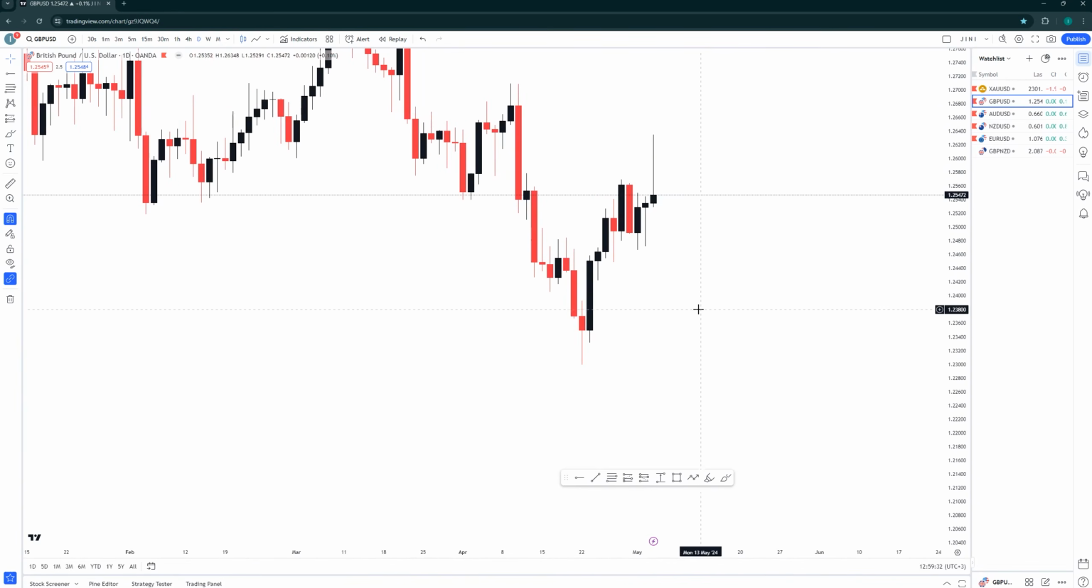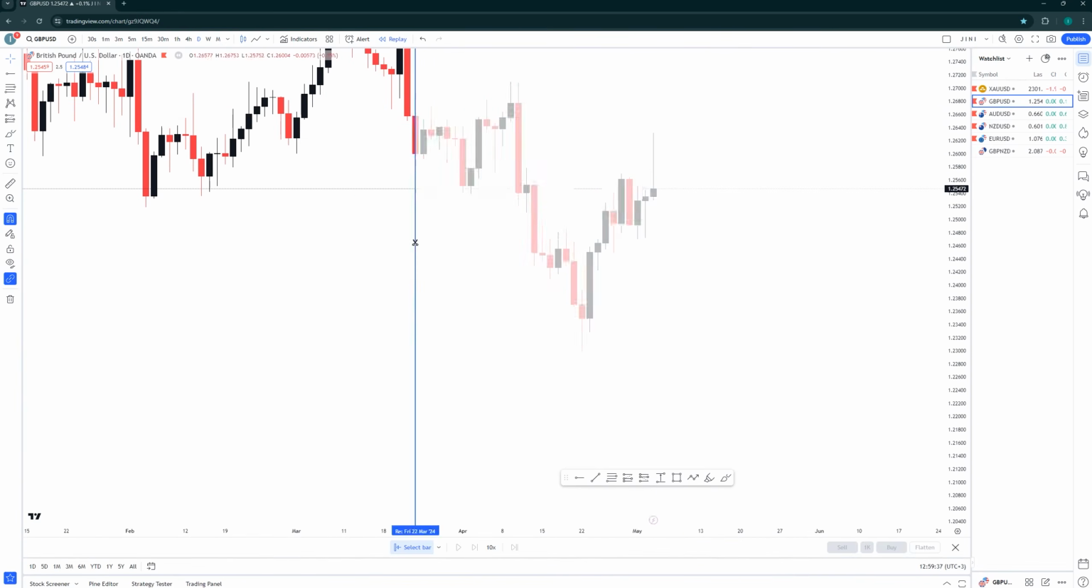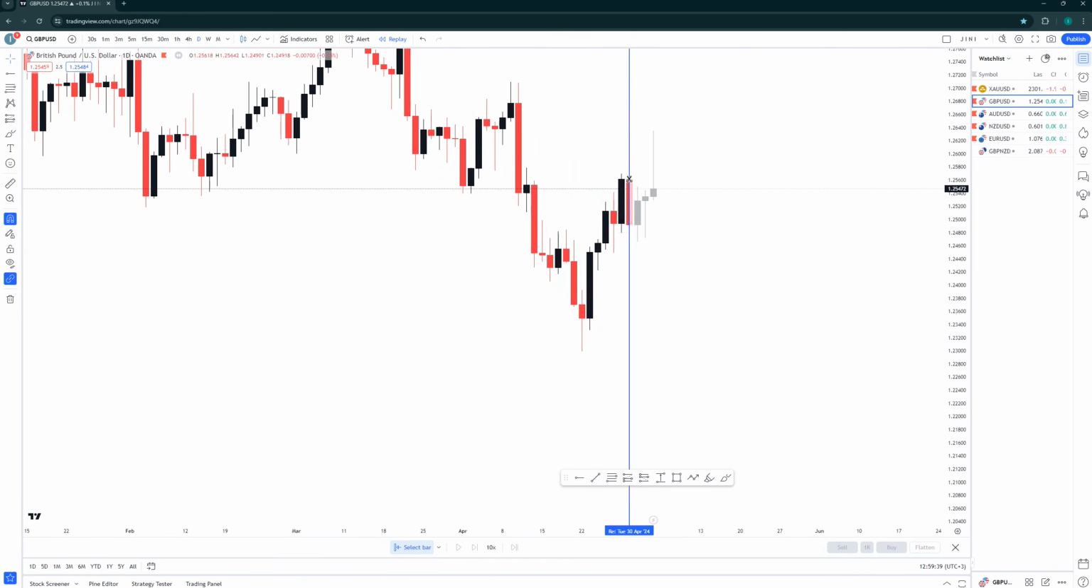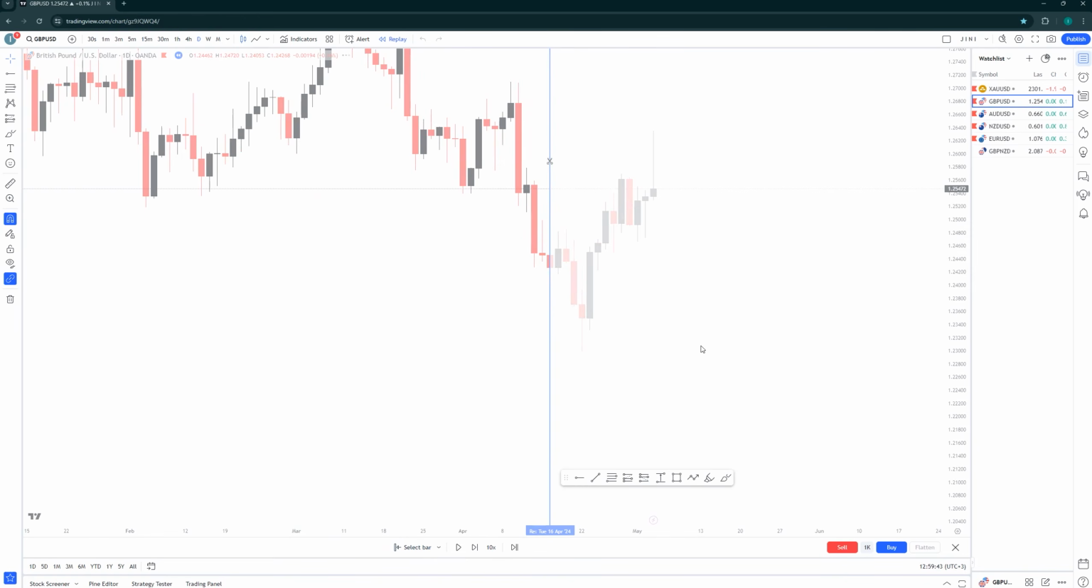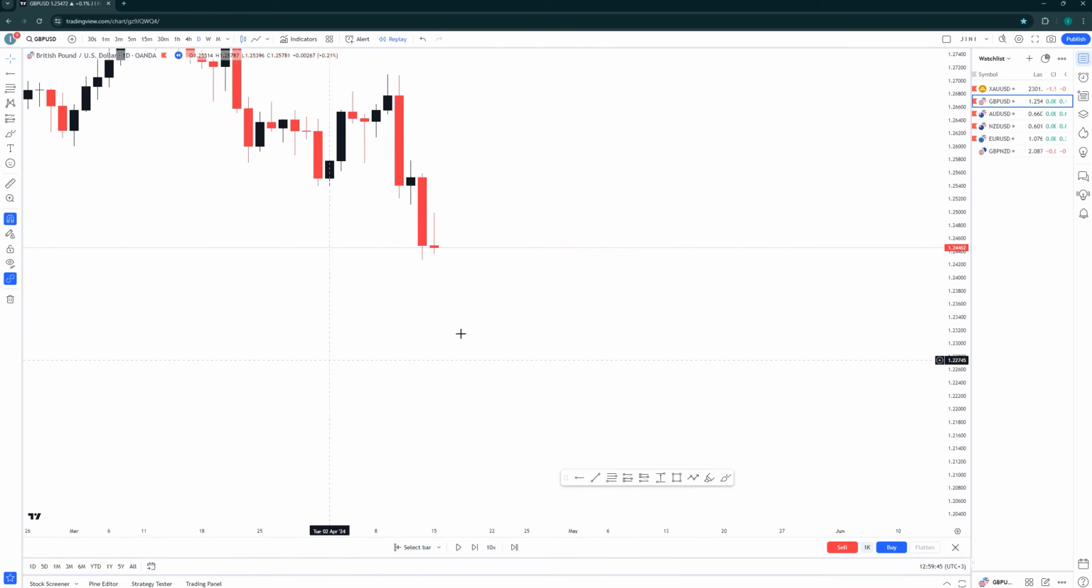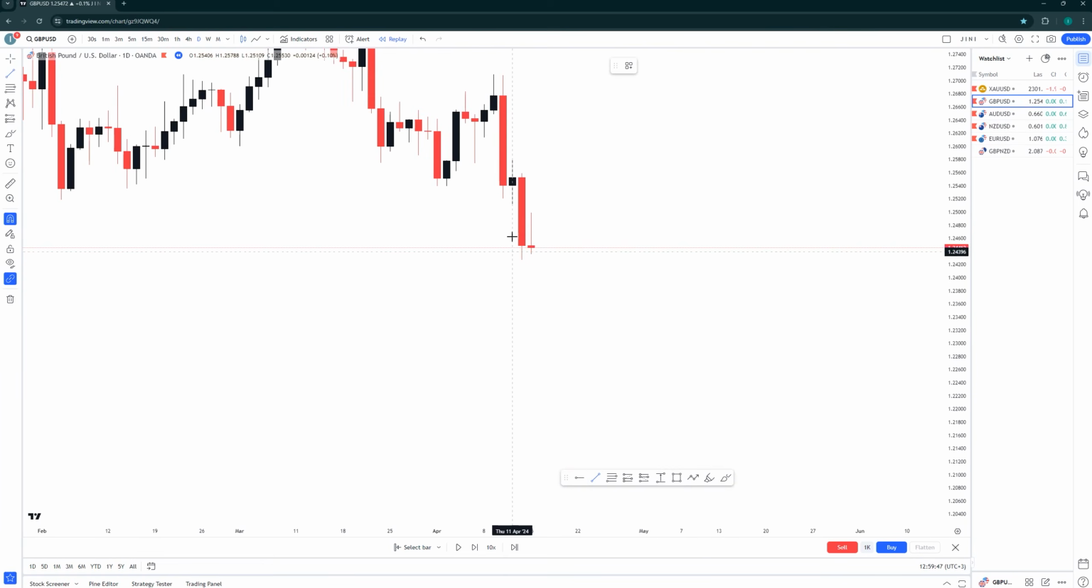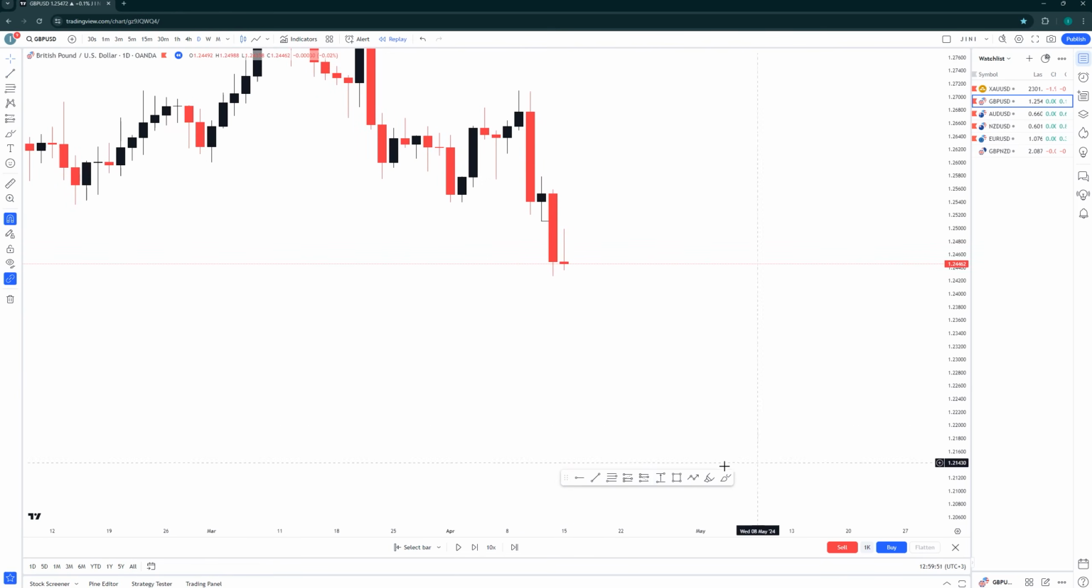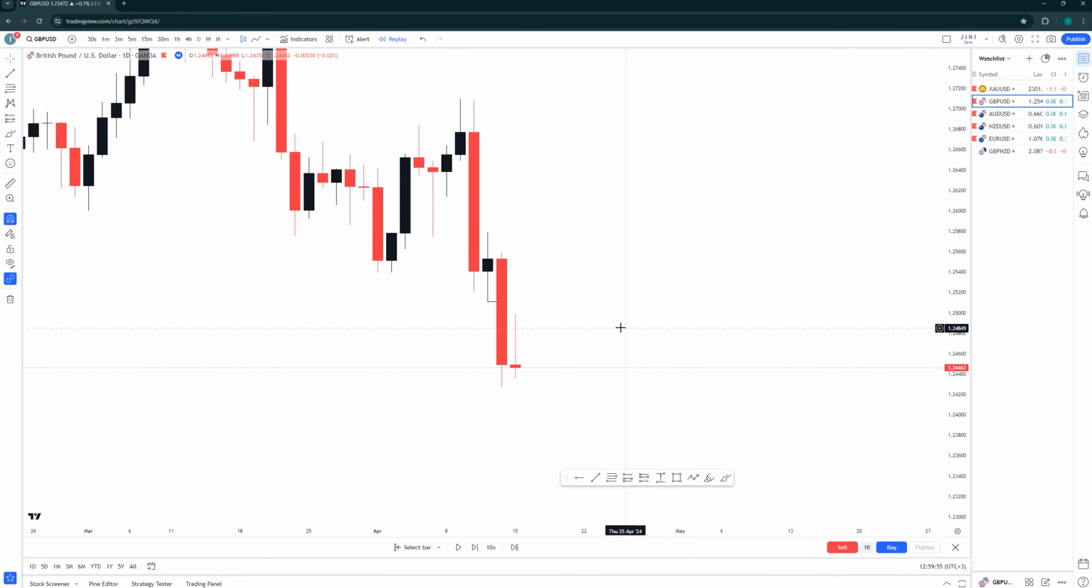Let's start with this GBPUSD trade. I took two trades at this point here. The first one was this area here. This was the break of market structure. Some of you will think this is the formation, yeah, but this is the break of market structure.